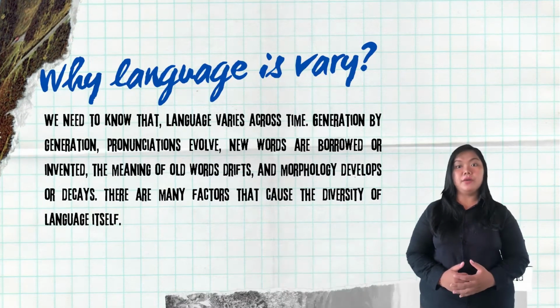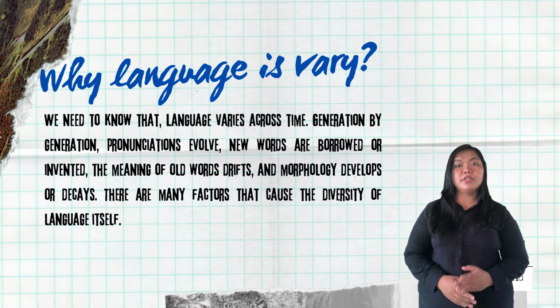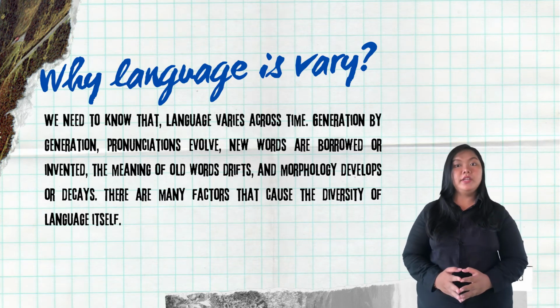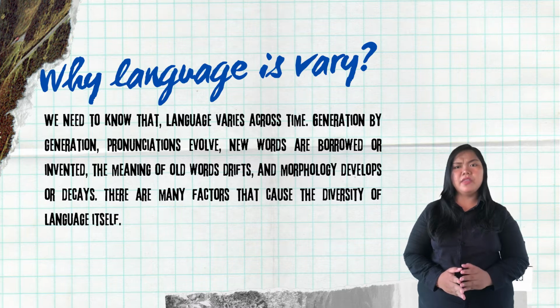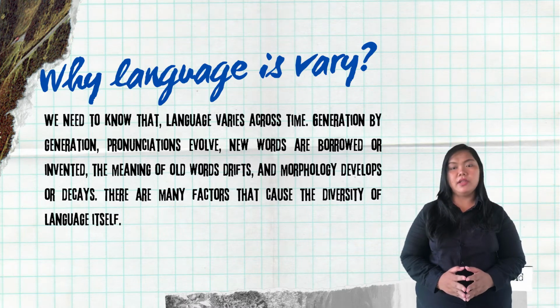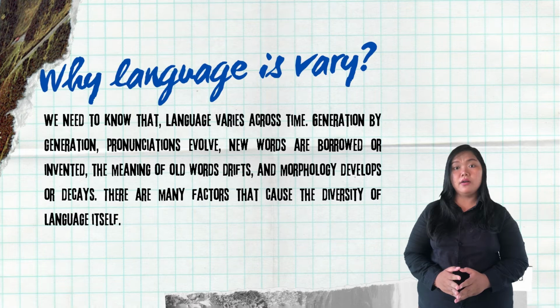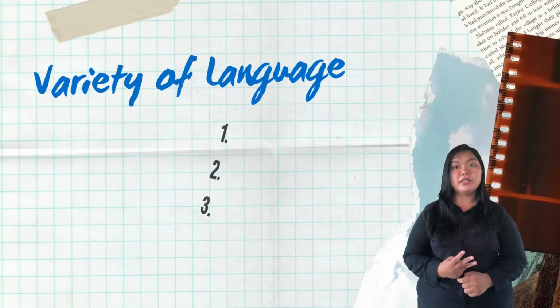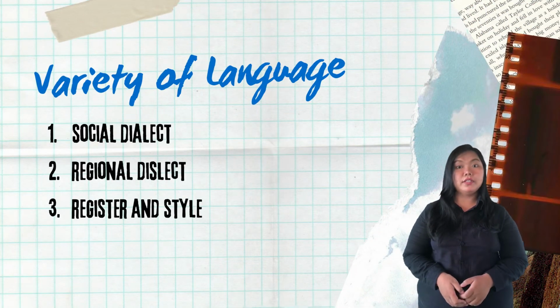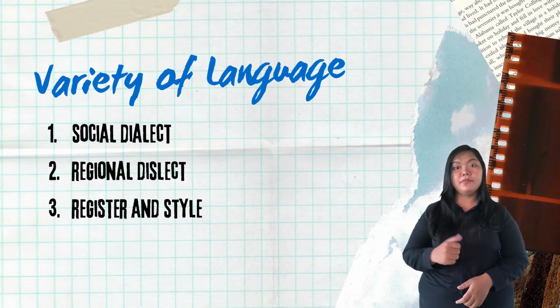Why does language vary? We need to know that language varies across time. Generation by generation, pronunciation evolves, new words are born or invented, the meaning of old words drifts, and morphology develops or decays. There are many factors that cause the diversity of language itself, but here we will discuss three varieties of the language: regional dialect, social dialect, register and style.